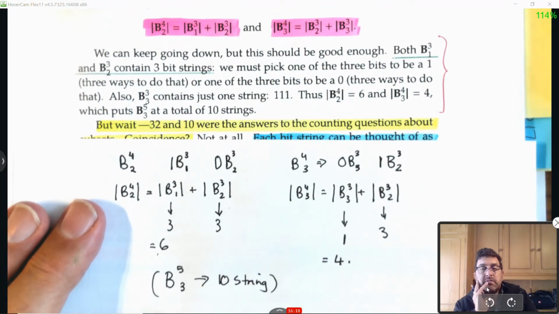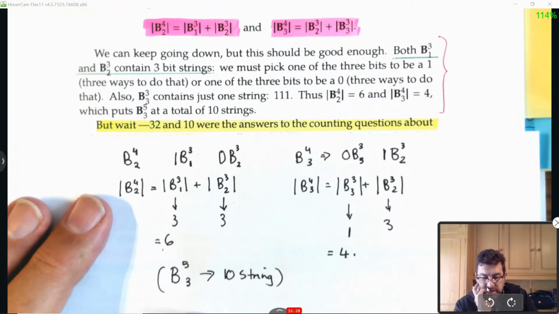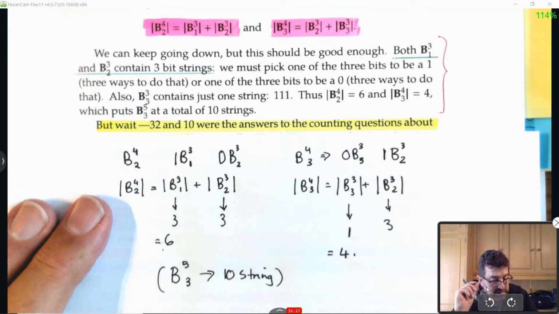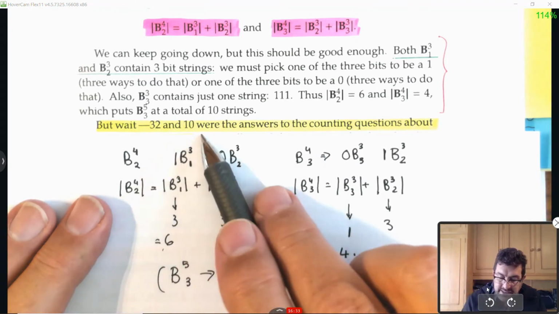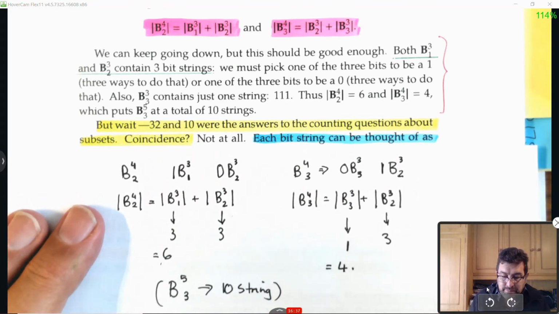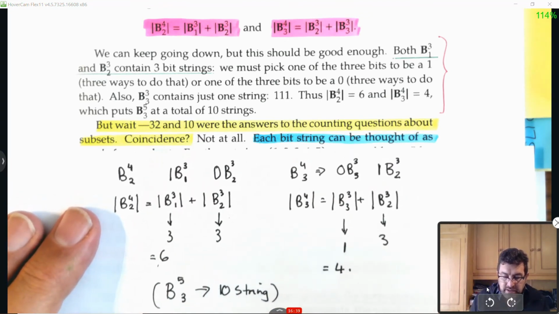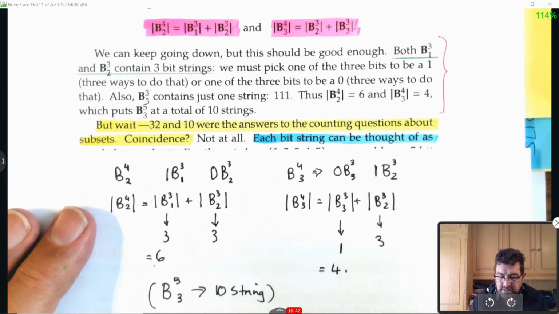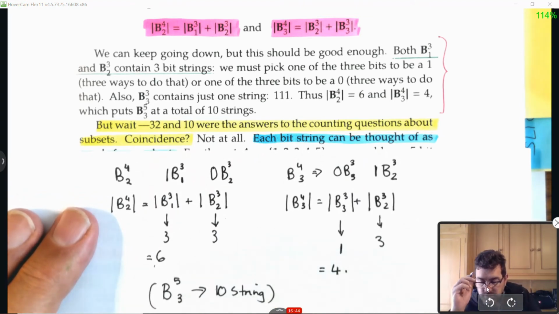But now we started with 32. Remember, initially, if we have 5 elements, we can arrange those 5 in 32 different ways. And 10 was the answer to counting the questions about subsets. Now they're asking, is this a coincidence? And then they answer by saying, no, not at all.